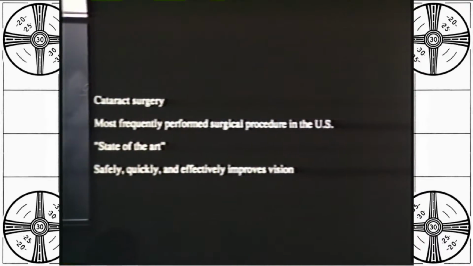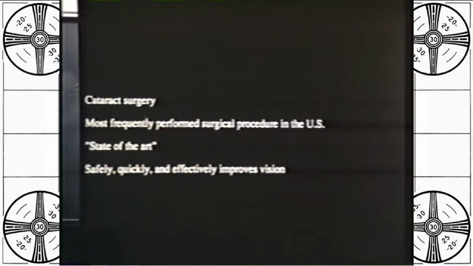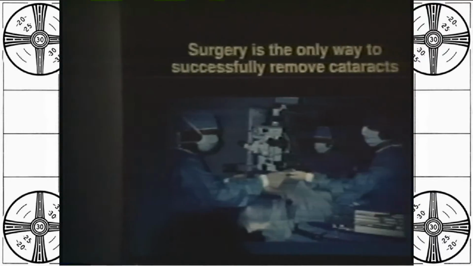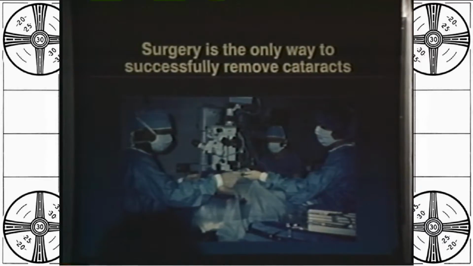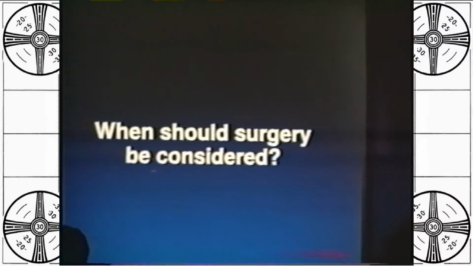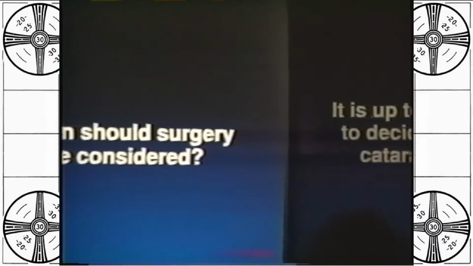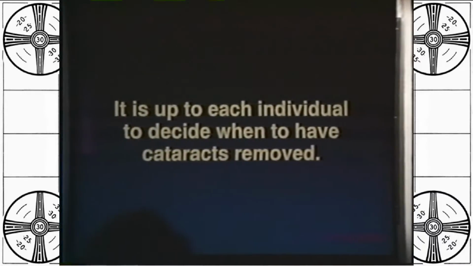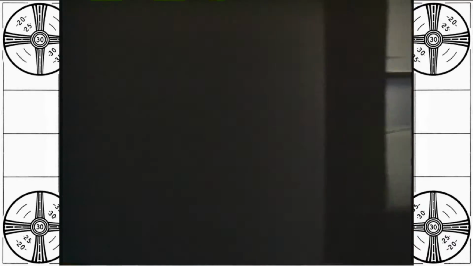But cataract surgery is the only way to successfully remove the cataract. It is the most frequently performed surgical procedure in the United States, and it is state-of-the-art. It safely, quickly, and effectively improves vision. When should surgery be considered? It is really up to each individual to decide when to have the cataracts removed. It is a very, very personal decision.